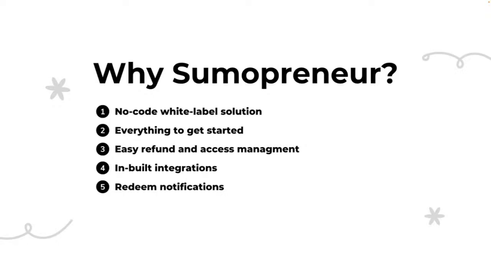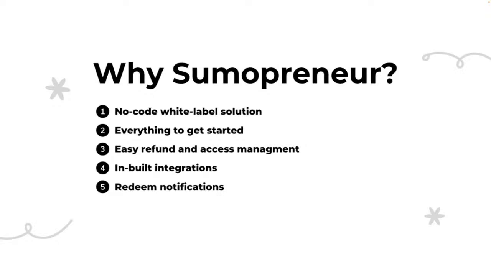Sumopreneur also has easy refund and access management. The problem with AppSumo Marketplace is that there is no easy way of managing refunds and revoking access, so it is really cumbersome. They provide you a CSV file and push all of the refunds. And the other problem with AppSumo Marketplace is that they do not provide you the customer information. You do not know the name and the email address of your customer. The only thing you know is a code, a coupon code, or a redeem code.